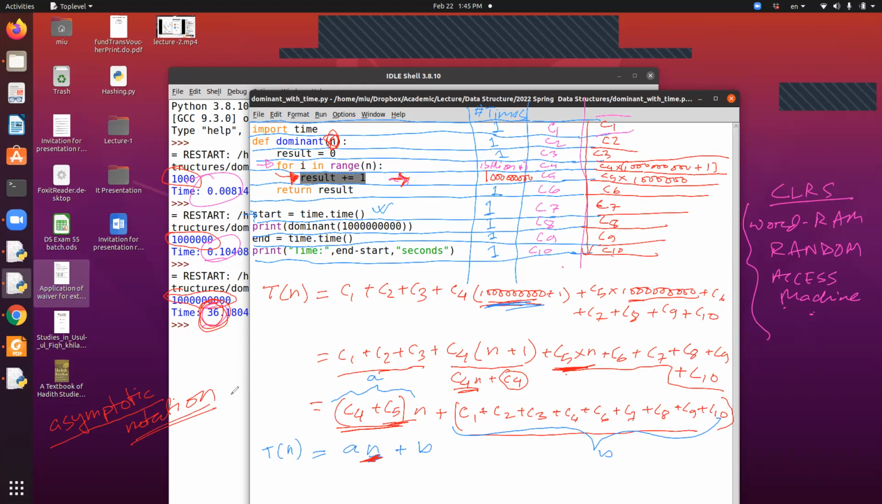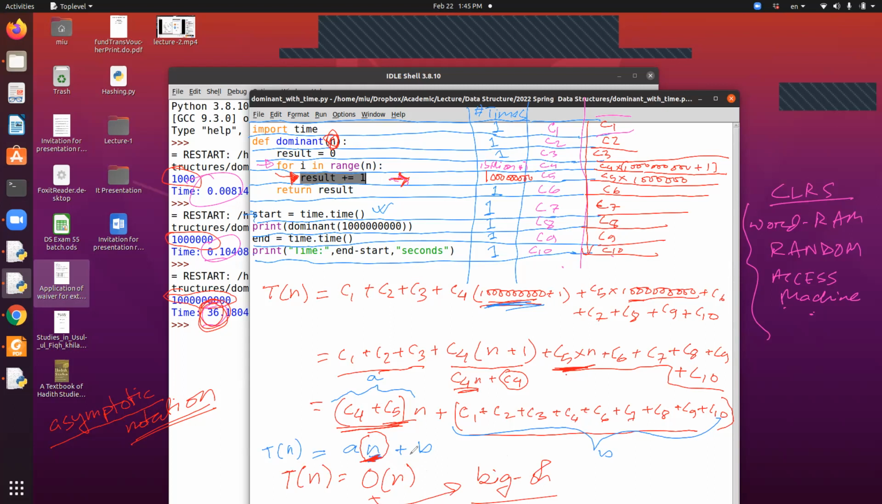In order to express this tiny piece of information that this term is the dominant term, we use asymptotic notation and say that T(n), the running time, is the order of n. This is called big O. Big O stands for "order of." So this algorithm or this program runs in order of n.